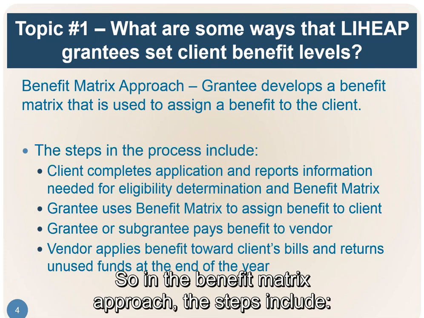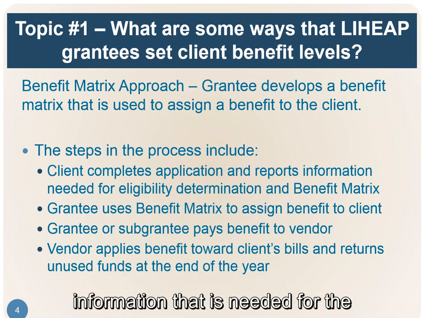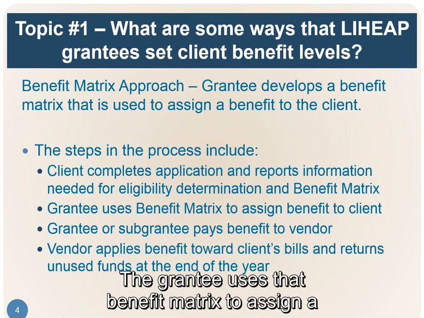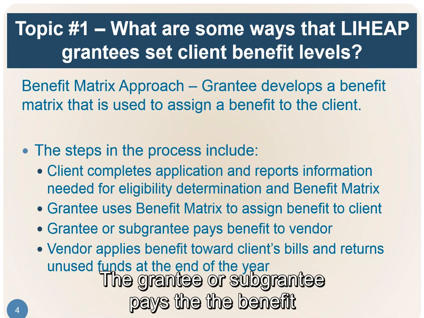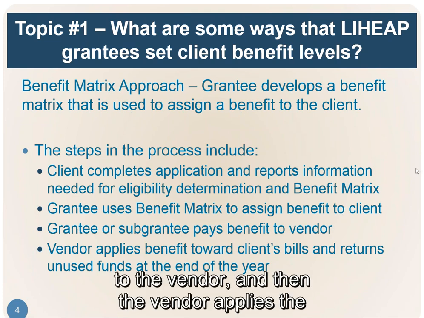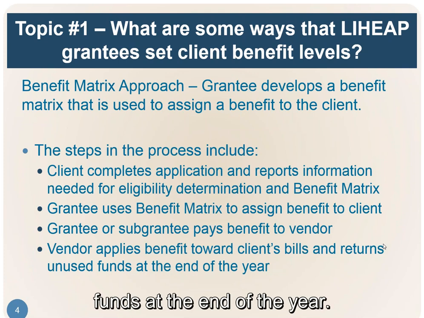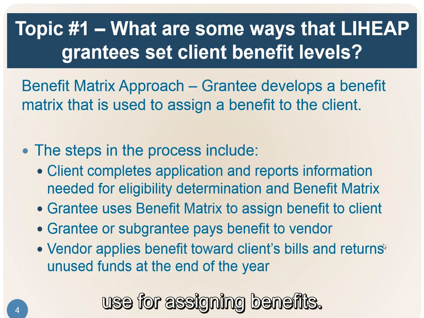So in the benefit matrix approach, the steps include: the client completes an application and reports information that is needed for the eligibility determination and for the benefit matrix. The grantee uses that benefit matrix to assign a benefit to the client. The grantee or sub-grantee pays the benefit to the vendor, and then the vendor applies the benefit toward client bills and returns any unused funds at the end of the year. That's one basic approach that some grantees use for assigning benefits. Next slide, Michelle.